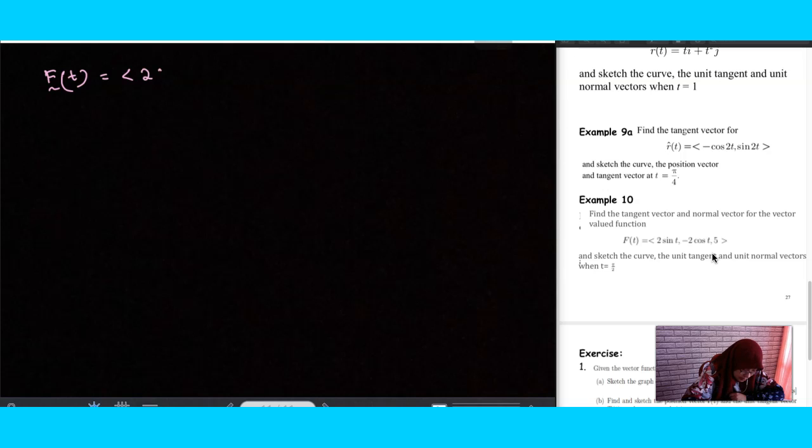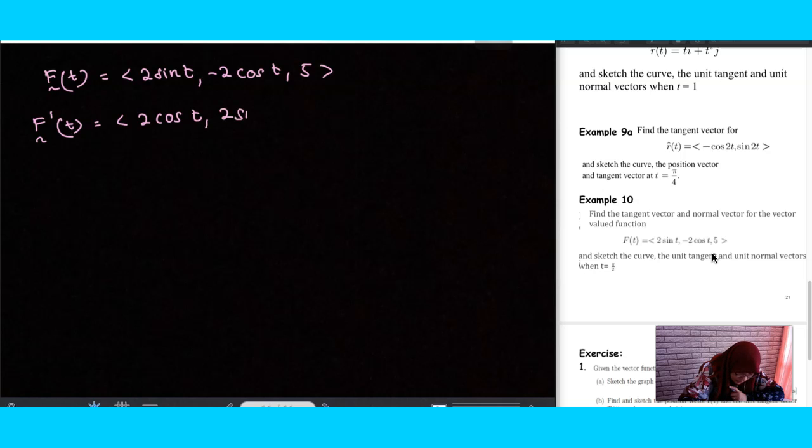sin t, minus 2 cos t, 5. Okay, so we have to differentiate: 2 cos t, 2 sin t, and then 0.